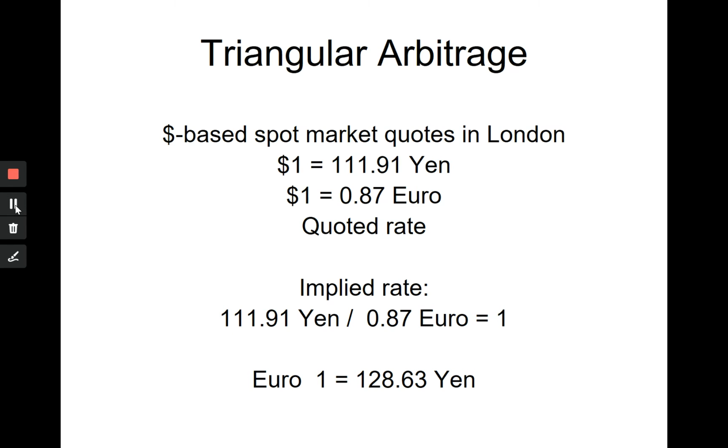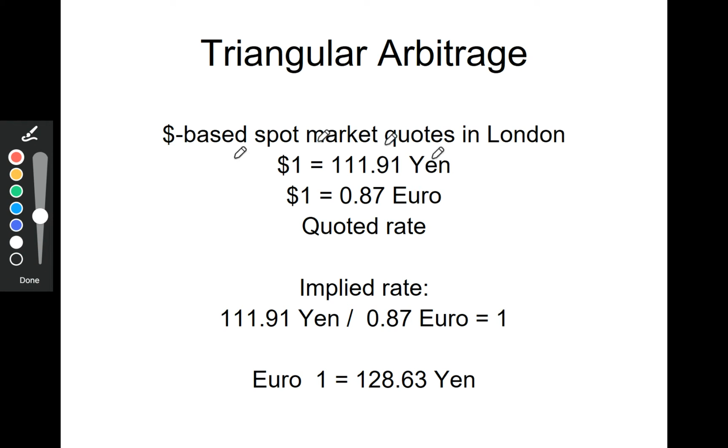To calculate the implied rate, which is something that you should learn to do, we could simply write those two equations that we had earlier on, these two simple equations here, and divide the two sides of them by each other. $1 divided by $1, the two dollar signs vanish, gives us 1. And I wrote this one on the right hand side of the equation. And then we divide the other two sides of the equations, or 111.91 yen by 0.87 euro. 111.91 yen divided by 0.87 euro equals 1.